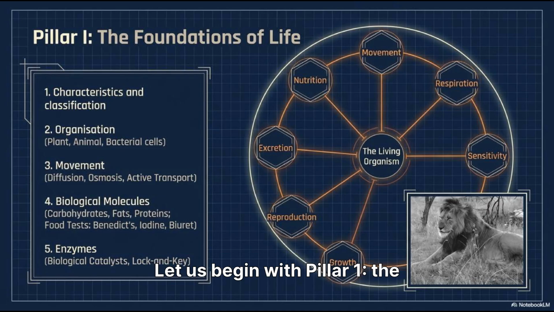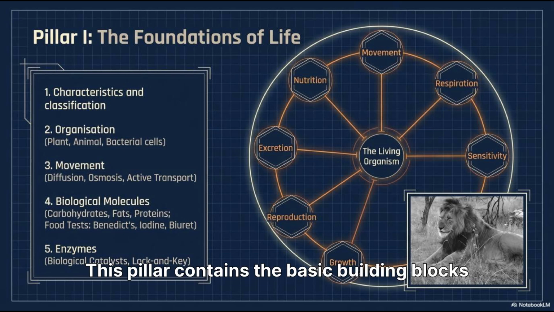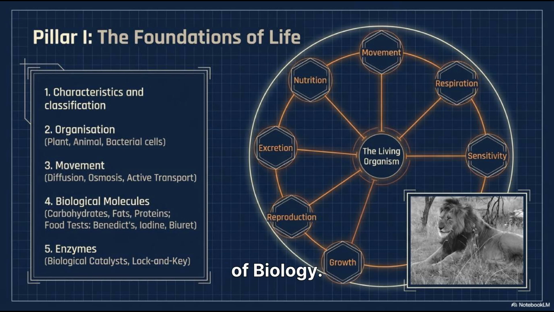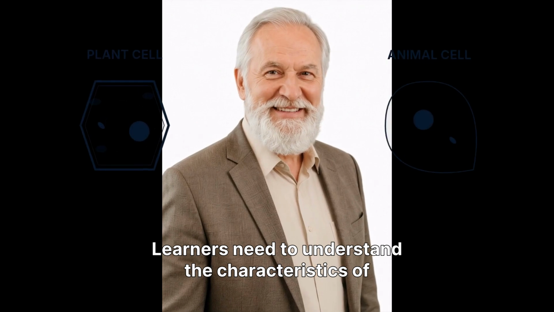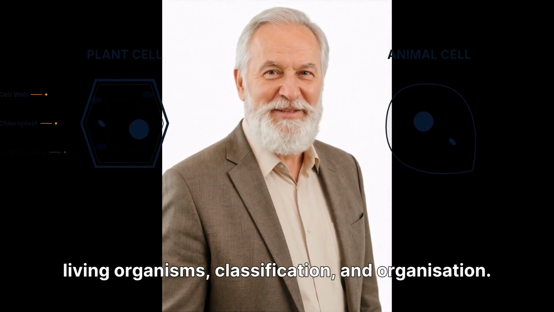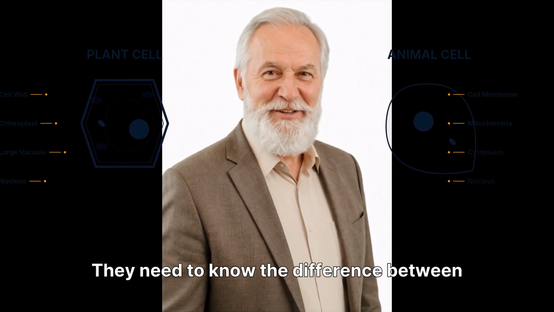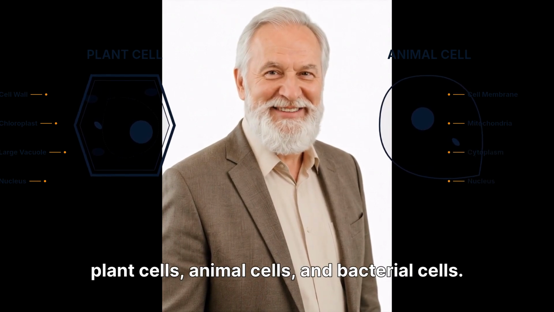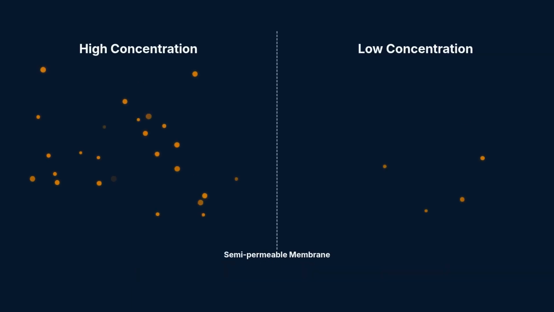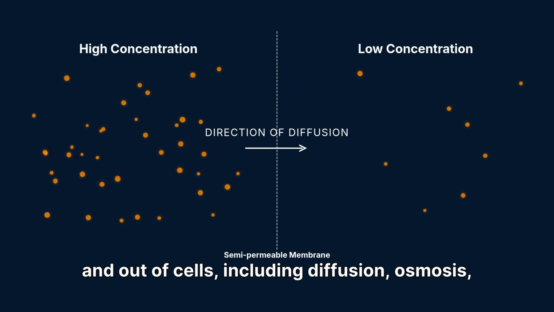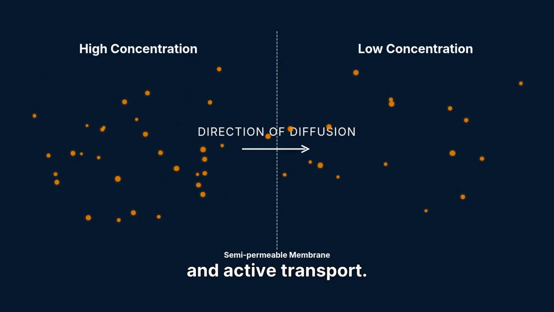So let us begin with Pillar 1, the Foundations of Life. This pillar contains the basic building blocks of biology. Learners need to understand the characteristics of living organisms, classification and organization. They need to know the difference between plant cells, animal cells, and bacterial cells. They also need to understand movement in and out of cells, including diffusion, osmosis, and active transport.